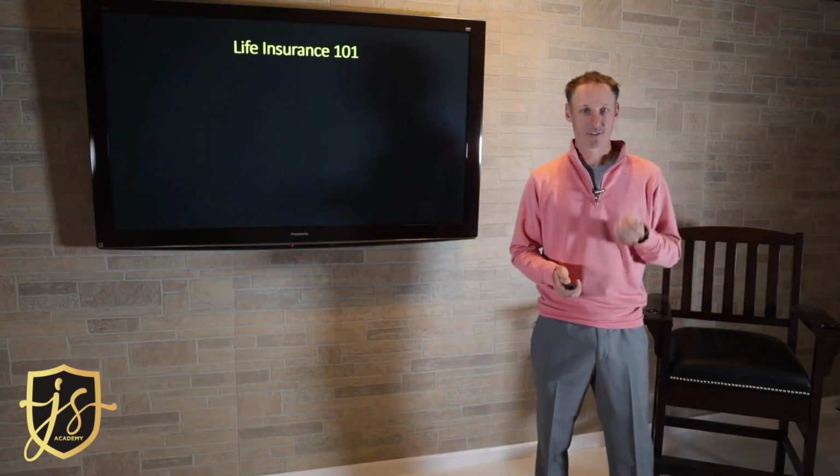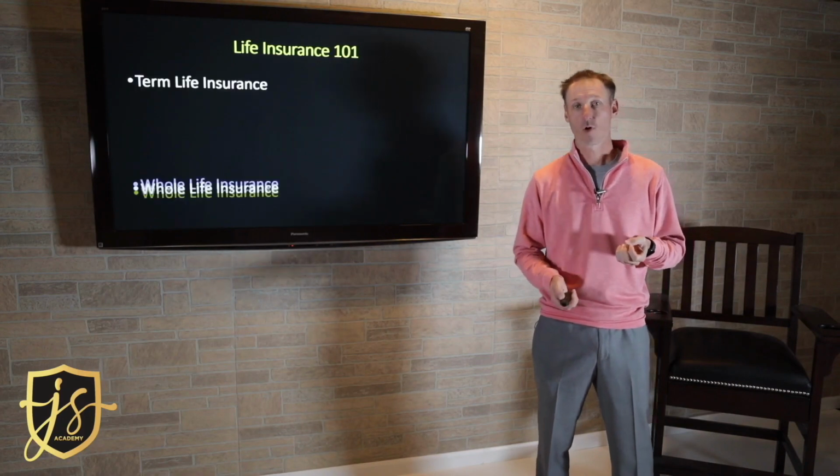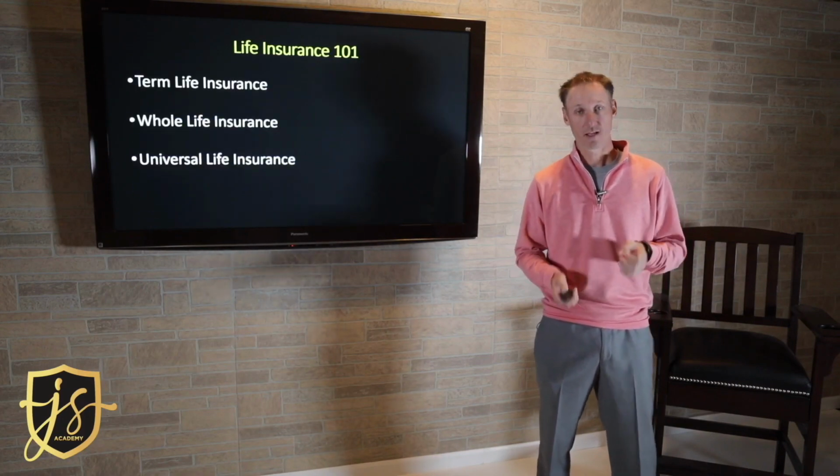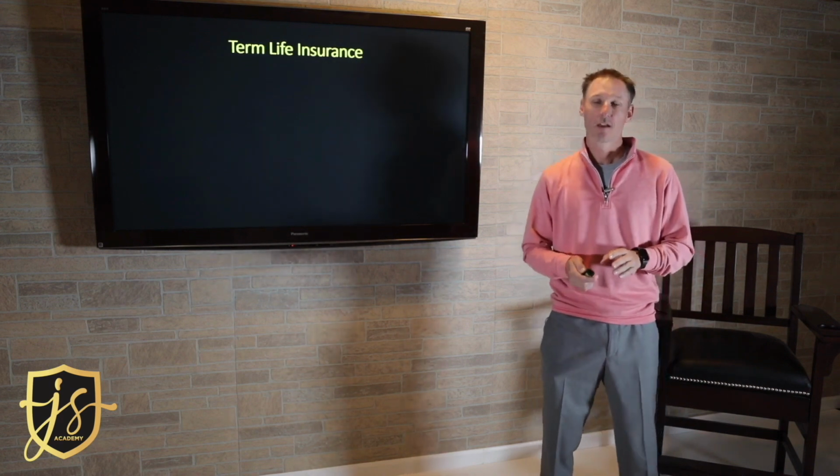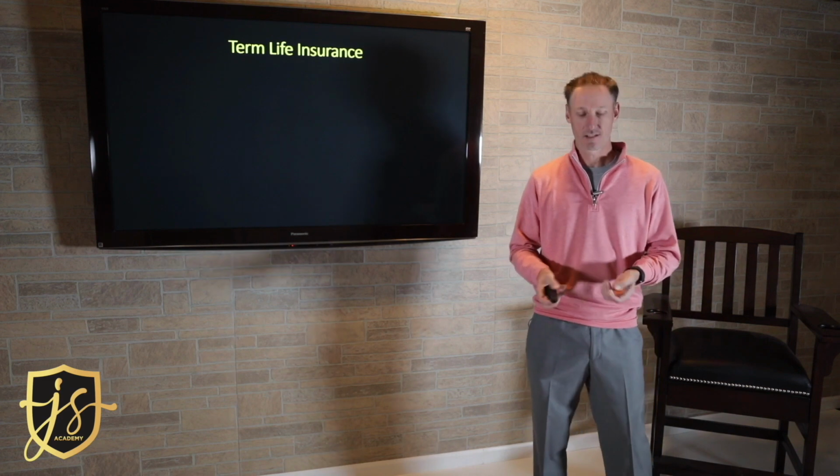There's three main types of life insurance: term, whole life, and universal life. I'm going to break down each one of these three. Let's start with term because it's the easiest to understand.